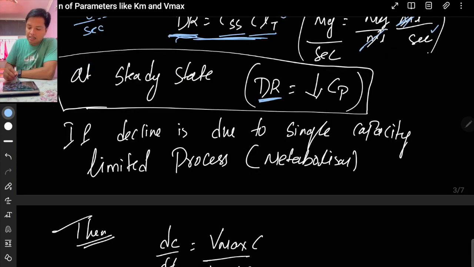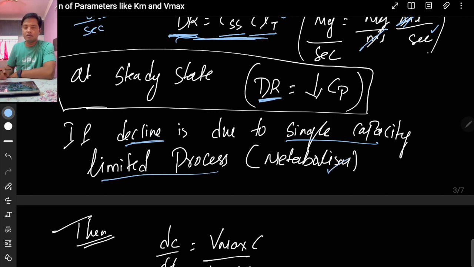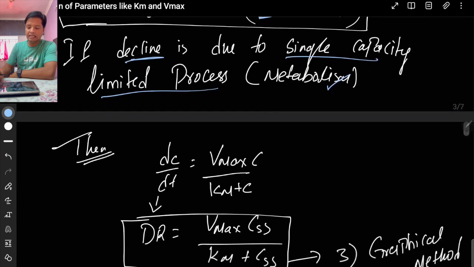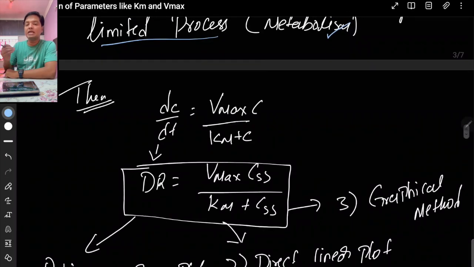If the decline in the drug, meaning whatever drug is removed from the body, is a single capacity-limited process, let's say metabolism, where your drug is metabolized by a single capacity-limited process, that is, one enzyme is only metabolizing the drug, in that case we can determine the values of Vmax and Km through steady state. We'll try to see this.